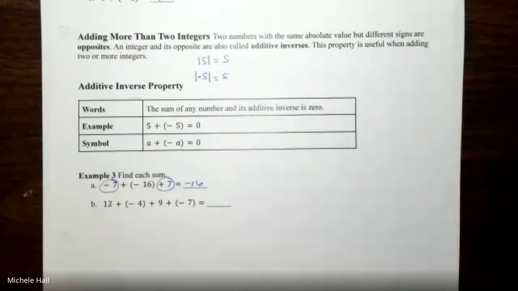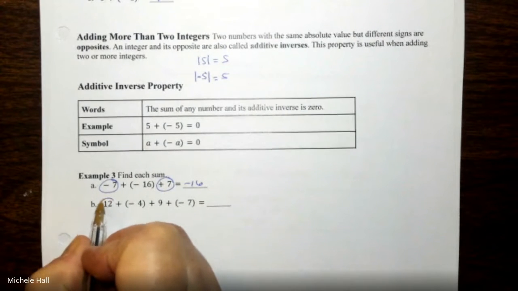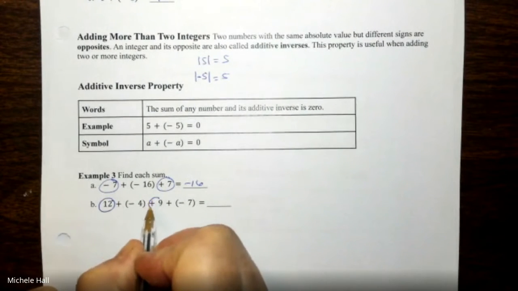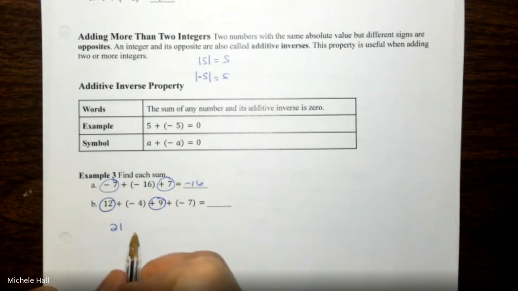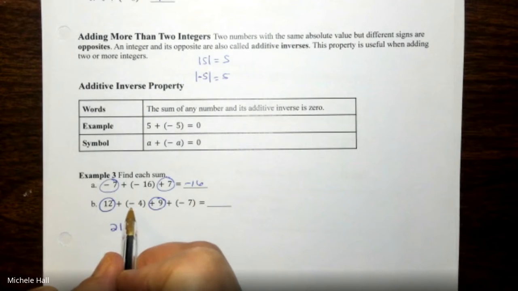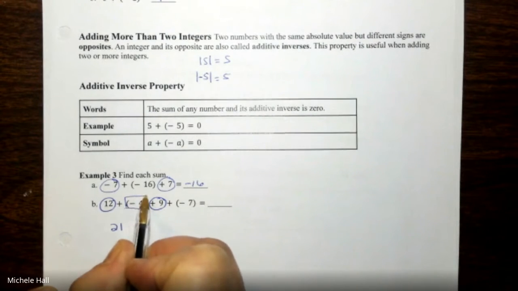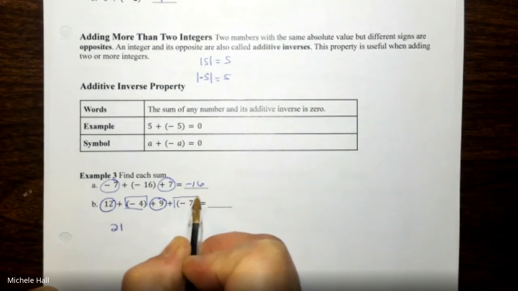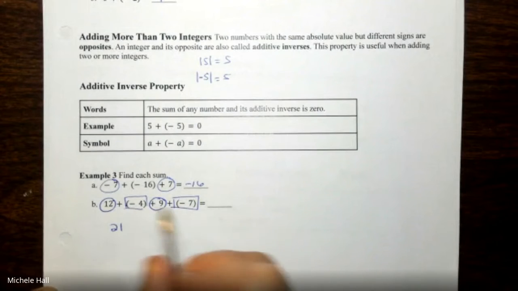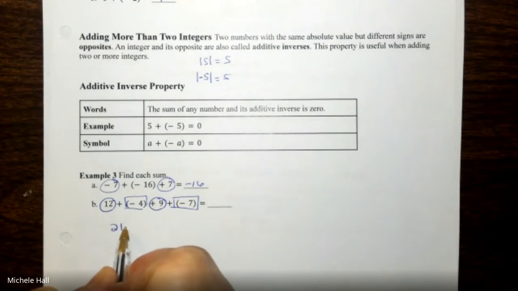Do I see any opposites on example B? I do not see any opposites. What I like to do is add up my positives first. 12 plus 9 is 21. And then I like to add up my negatives. I'm adding -4 and -7. I'm adding two negatives, and I get -11.